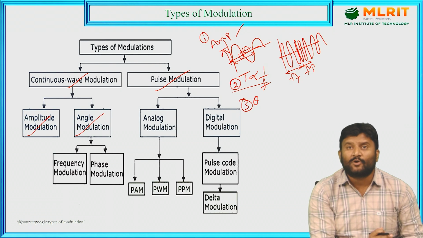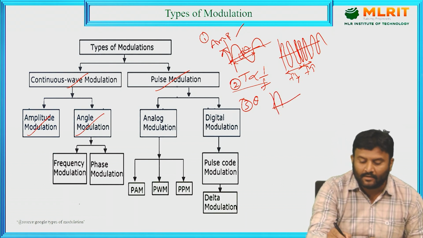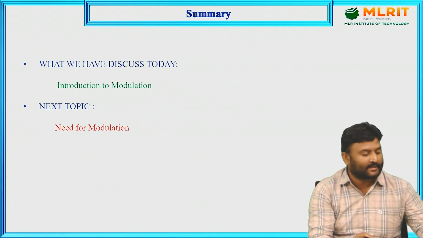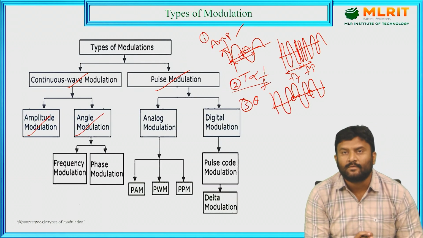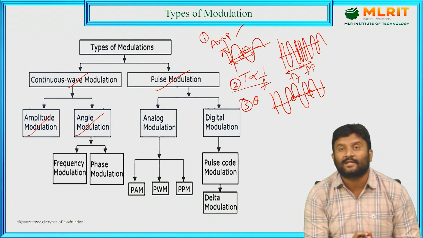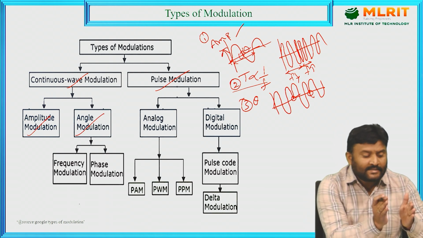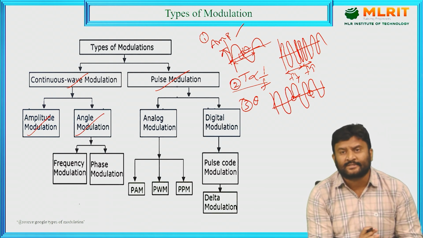Likewise, phase modulation. For example, from this point again it can start. Here, for example, again it starts. Here the phase change occurs with respect to the message signal. This is called phase modulation. Then this is under analog modulation schemes.